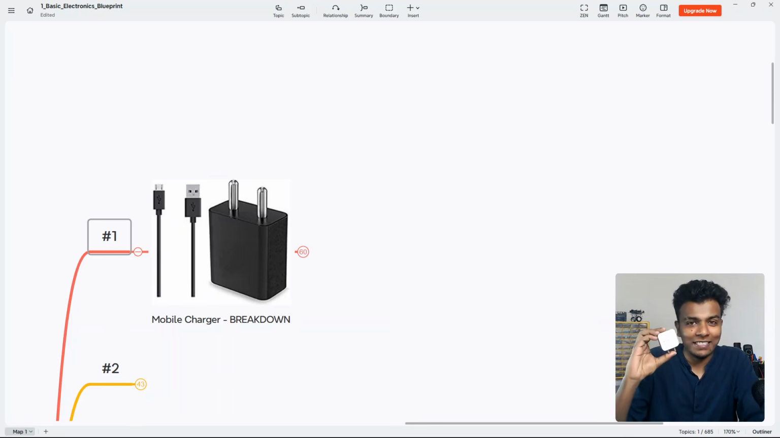We can't live without this guy, a mobile charger. But do you know what is present inside and how it works? Let us break it down.